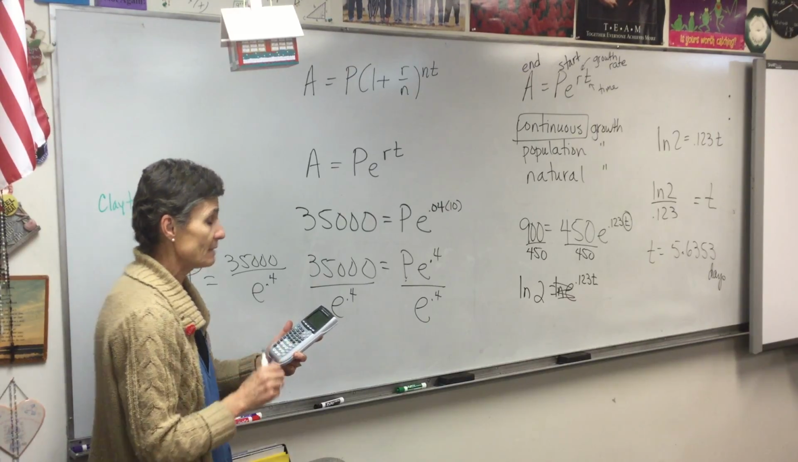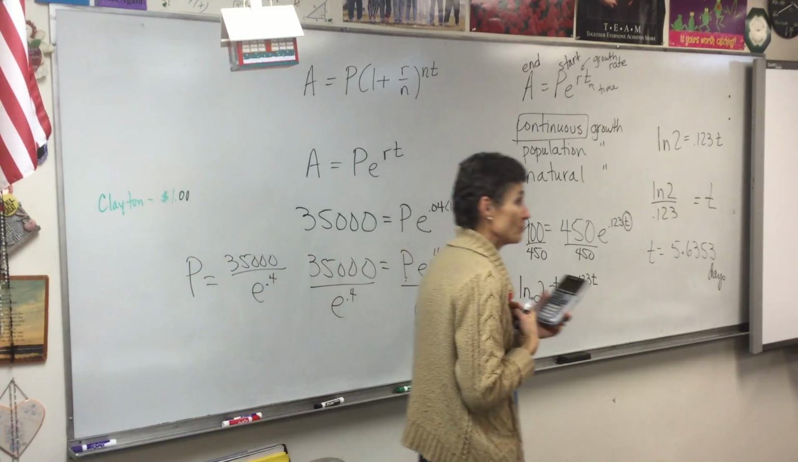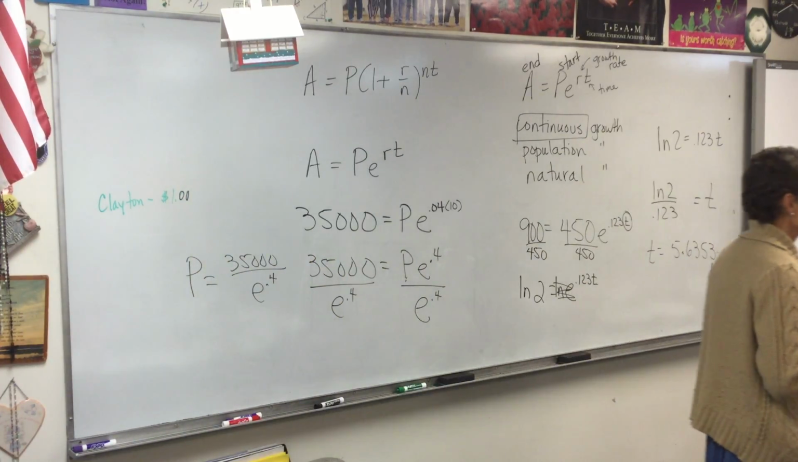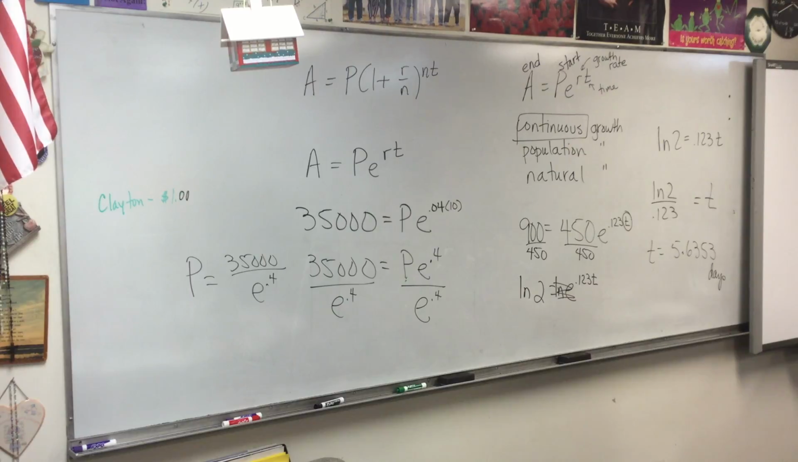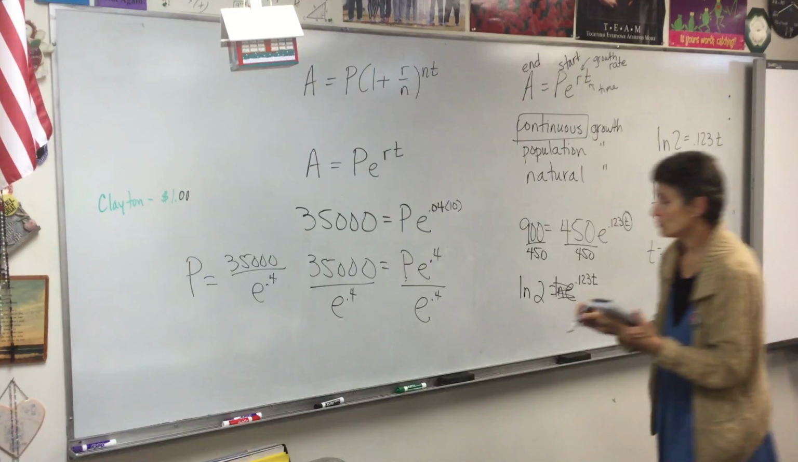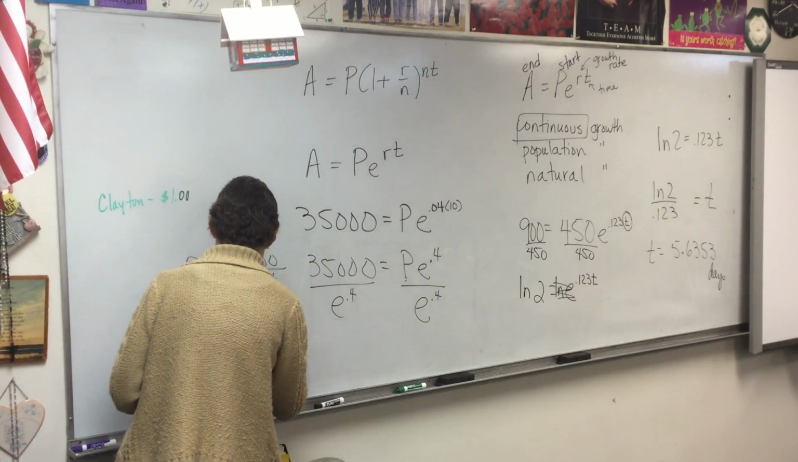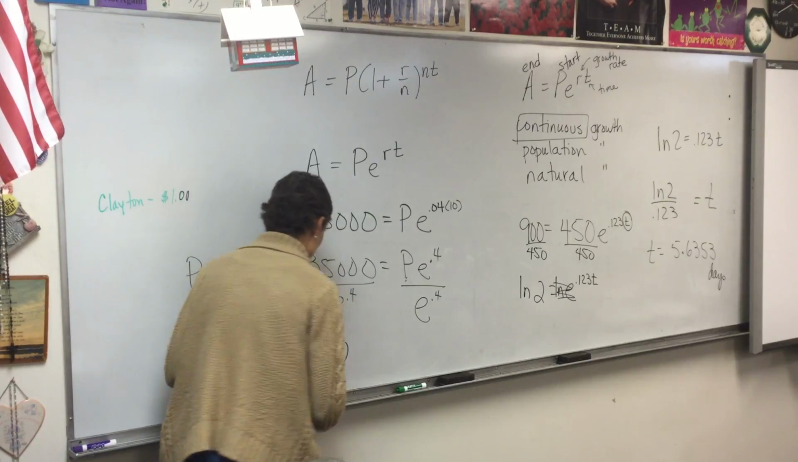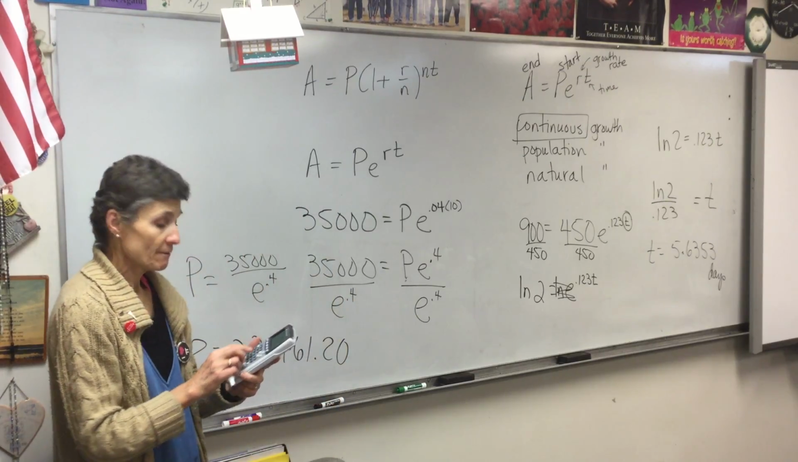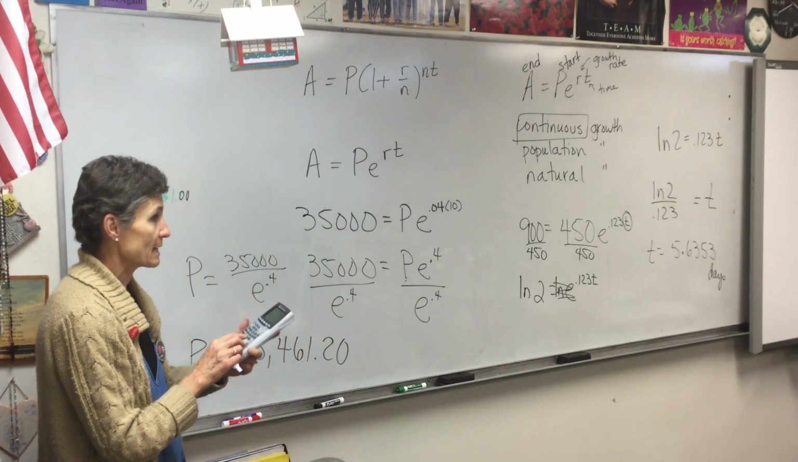So 35,000 divided by, now, I can't remember if we've ever gotten e on our calculator before. To get e, I want you to press second ln, and did that bring e up? With a little caret, 0.4 is your power. And see if you got 23,461.20. If you didn't, let's go through those steps again.